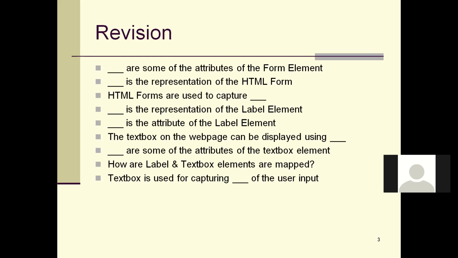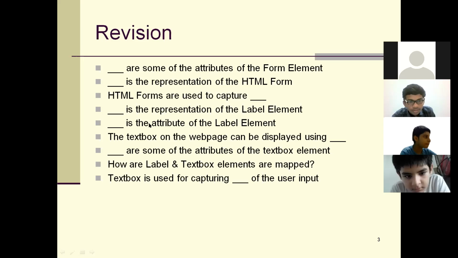The fourth one is to Rohit. Lesser than symbol, label, greater than symbol. Correct. And the fifth one goes to Pradyumna. Dash is the attribute of the label element. For, right. So what values does the for attribute take?